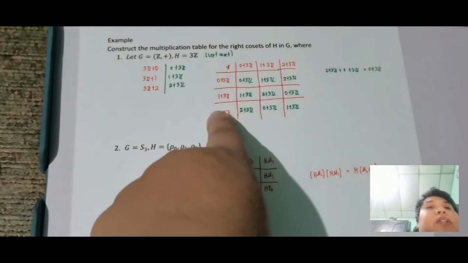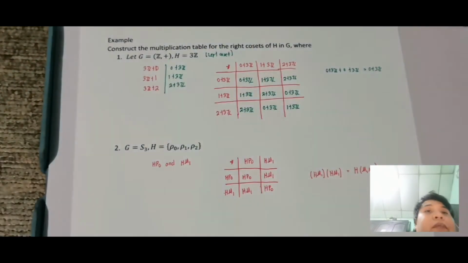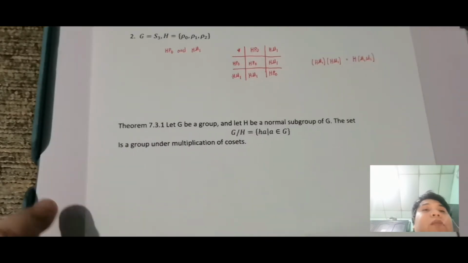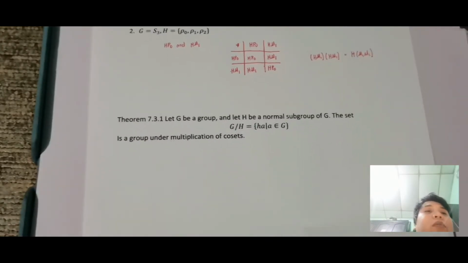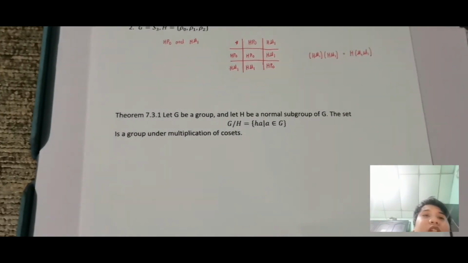So we all know that the inverse of 2 plus 3Z is 1 plus 3Z and vice versa. Okay, so actually this is very important. Now, we have Theorem 7.3.1. Let G be a group and let H be a normal subgroup of G. The set G over H is equal to the set of HA such that A is an element of G. Again, that is HA, so I just multiply HA. So the right coset is always what is used here. It is a group under multiplication of cosets.